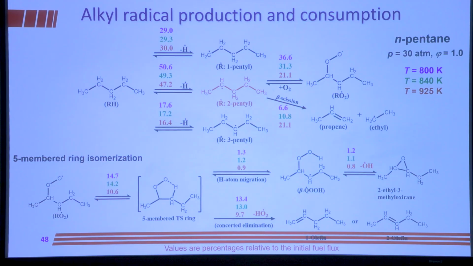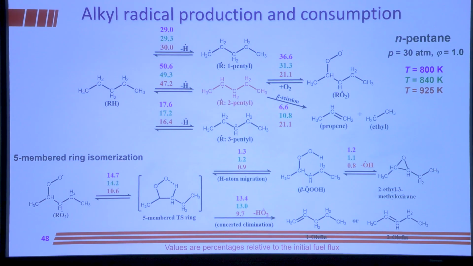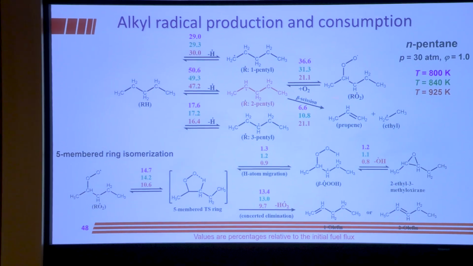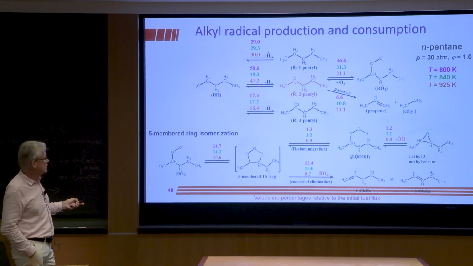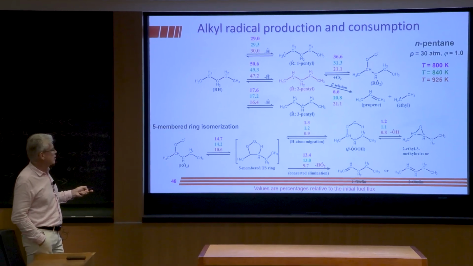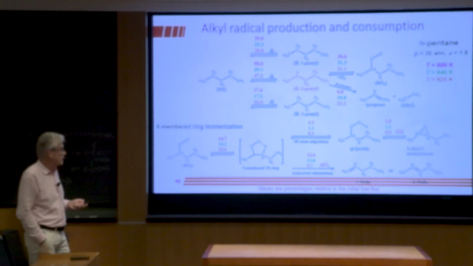Okay? And about 12% decompose to give propene plus ethyl, right? Even at 800 Kelvin, right? So there is some beta scission going on, but a lot of them give you the RO2. Okay, as we go higher in temperature, the fraction giving beta scission increases, and the fraction going to RO2 decreases, which is what you'd expect, right?